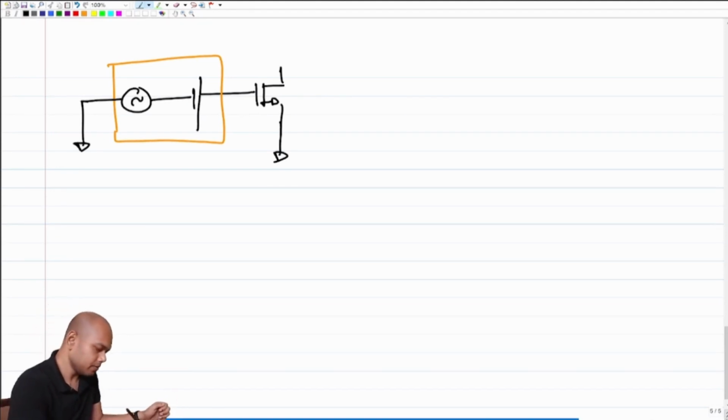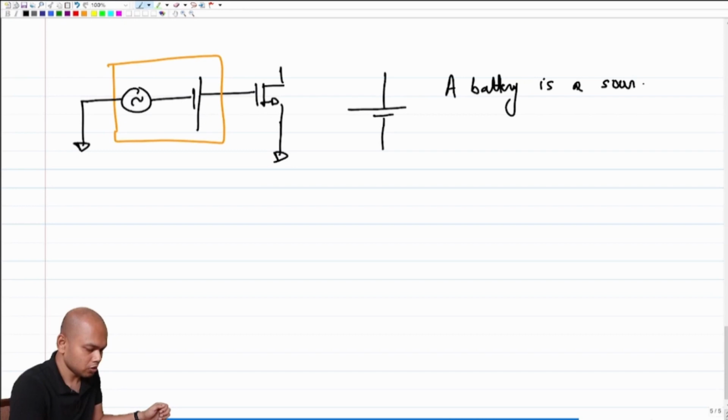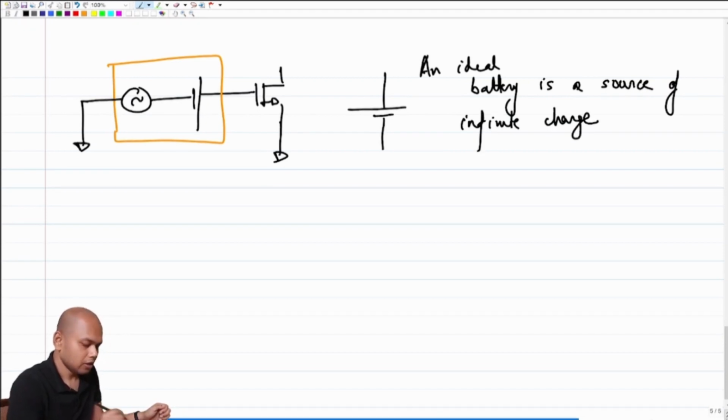So what is a battery? In principle, what is a battery? A battery, or let me say an ideal battery, is a source of infinite charge, right? Why do I say so?